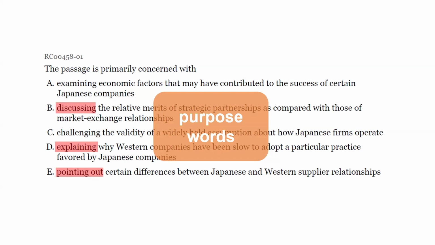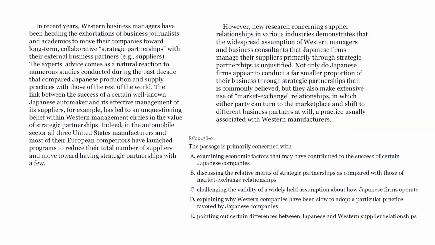So on the basis of these purpose words, I'd probably eliminate answers B, D, and E. And by the way, I'd recommend writing the letters A, B, C, D, E on your page and striking them off as you eliminate answers. Here's another technique that can help us. Take things that are mentioned in the answer choices and try to match them up to words or phrases in the passage. For example, answer A mentions economic factors, but I can't find any economic factors mentioned in the passage.